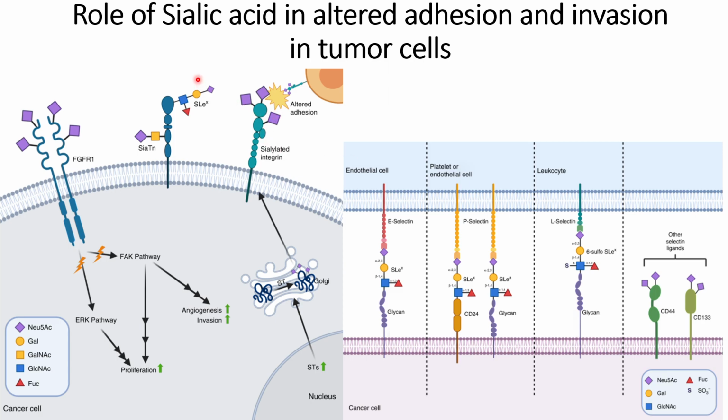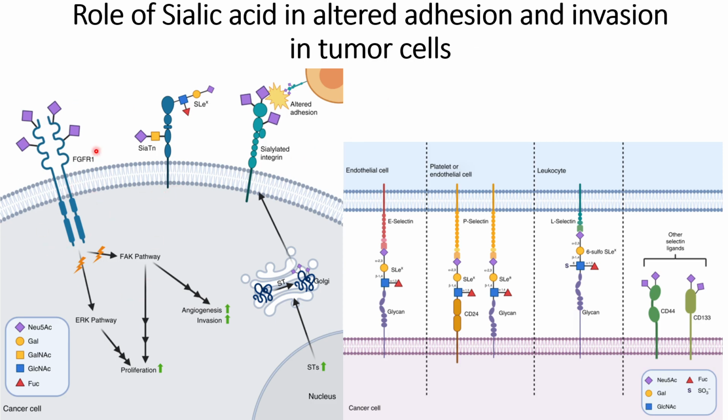How this change in glycosylation, or hypersialylation, affects metastasis, we have discussed in our previous videos. In this video we will discuss how hypersialylation affects adhesion and invasion, which is also related to metastasis. That is, it helps the tumor cells to spread from one place within the host to another place within the host, or from one organ to another organ.